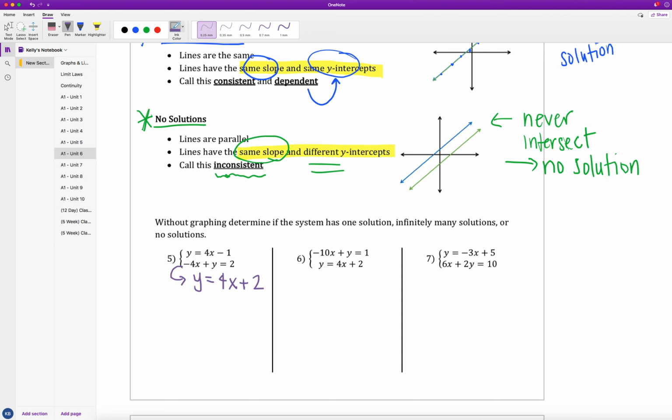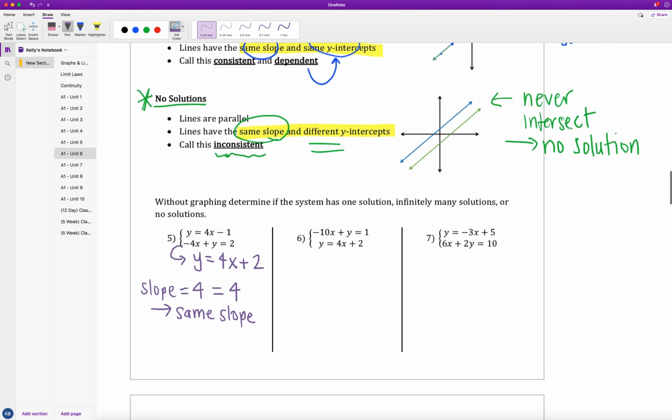Now from here, our job is to compute the slopes. What's the slope of the first line going to be? So the first line is going to have a slope that's going to be equal to 4. And what's the slope of the second line going to be? That slope is also going to be equal to 4. Well, since 4 is equal to 4, then in this case, I have these same slopes. So if I have these same slopes, I now have two options. I either have the exact same line or I have parallel lines. To figure that out, we have to look at the y-intercepts.